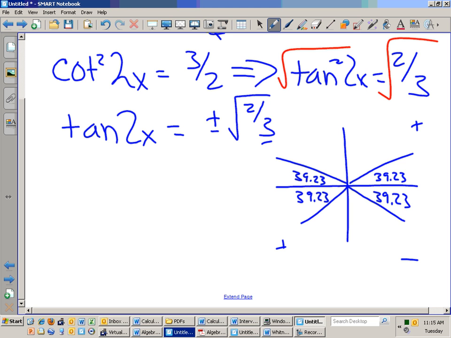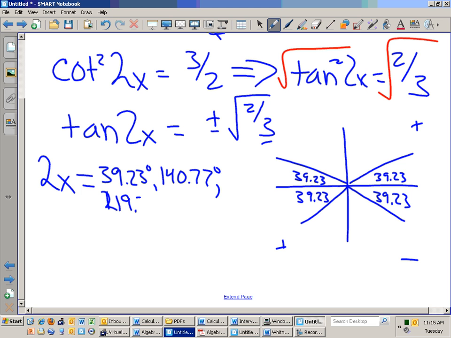Now, Sam, when I inverse tan both sides, the tangent goes away, right? So what am I left with? 2x equals these 4 angles. The first one is 39.23 degrees. What's the second one? You guys help me out here. Do some math for me. 140.77. What's the third one? 219.23.